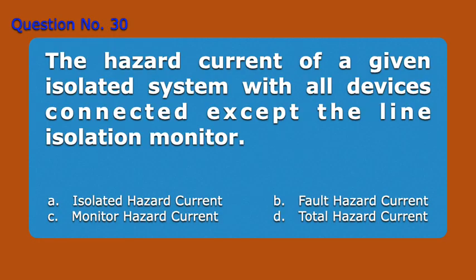Question number 30. The hazard current of a given isolated system, with all devices connected except the line isolation monitor. A. Isolated hazard current. B. Fault hazard current. C. Monitor hazard current. D. Total hazard current. Answer: B. Fault hazard current.